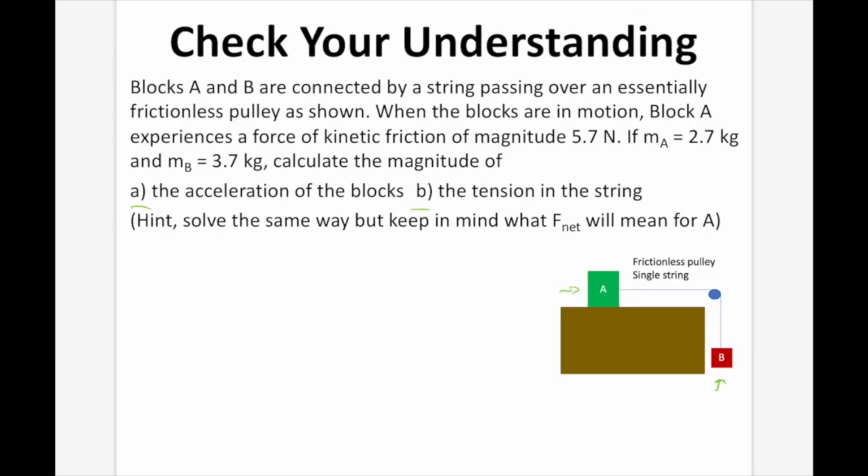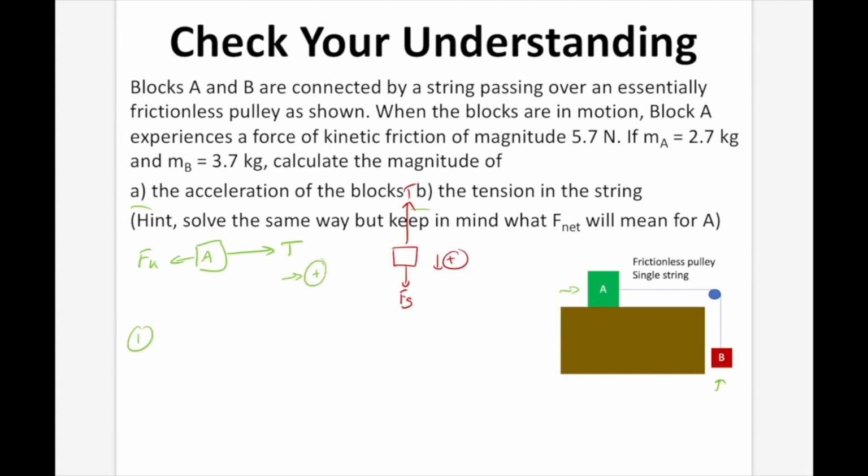So the first thing we're going to do is draw our free body diagrams. For A, we know it's going to have a tension force this way, but it also has a friction force this way. For B, we simply have an Fg down and a tension up. We're going to say that down is positive for B, and we're going to say that right is positive for A. Now we're going to do the exact same thing.